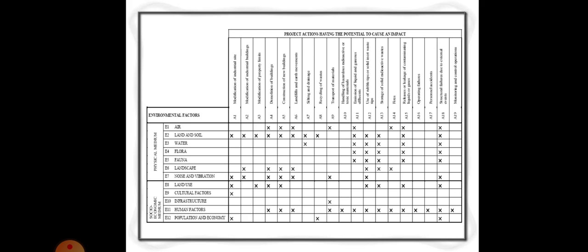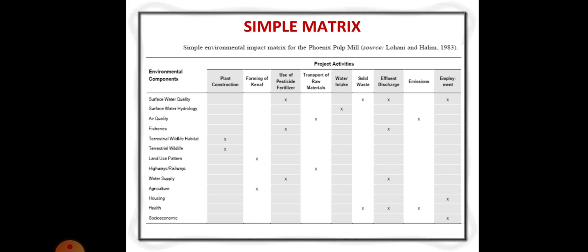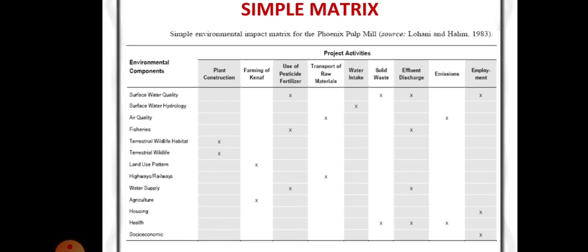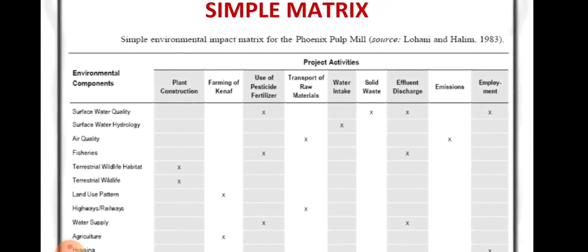Now coming to a simple matrix. So what is a simple matrix? A simple matrix is simply a list of the environmental aspects that are listed along the vertical axis, against which we determine whether an activity would have an adverse effect, no effect, or beneficial effect. Normally a simple X or a tick will be given under the appropriate column. So this is a simple matrix.